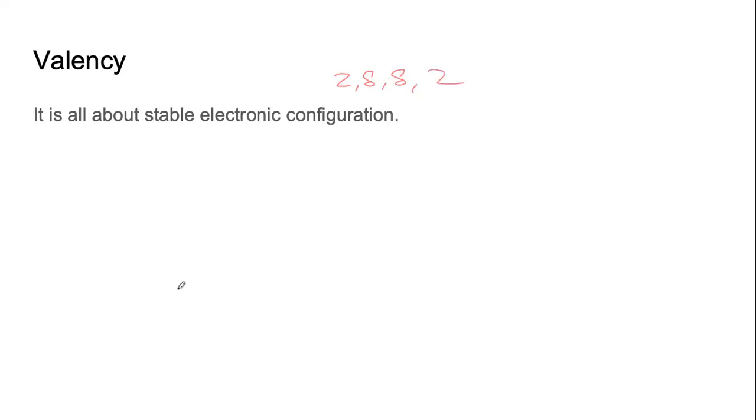What is the electronic configuration of neon? Check your textbook. Go to the periodic table and tell me what is the electronic configuration of neon. Very good. 4 correct answers in the chat. 2, 8. We know. So stable electronic configuration is when we have 8 in the last shell, which is also called the valence shell.